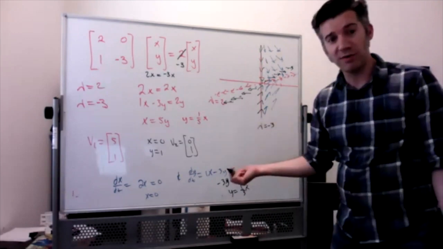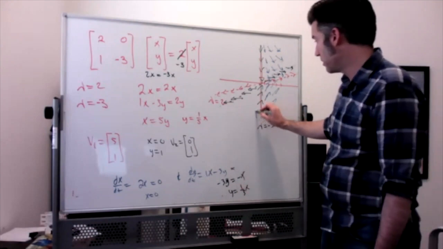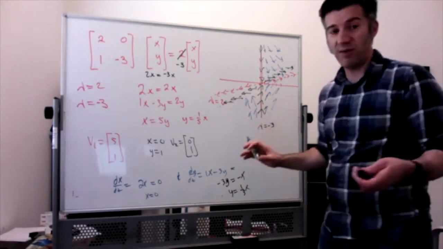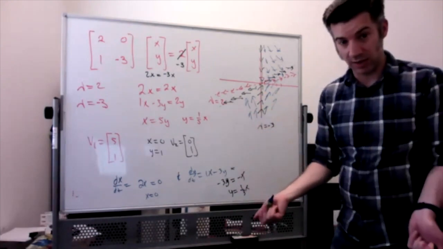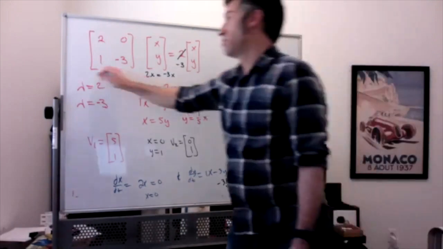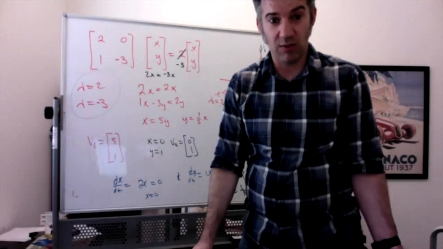You can see why we might use the p-plane for this, right? Because actually trying to draw it is kind of a giant pain in the butt. But also, that's why we use our analysis skills. We knew before we even started doing this that the lambdas were opposite values. That means we're going to have a saddle.